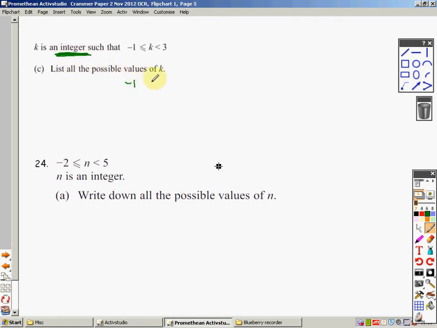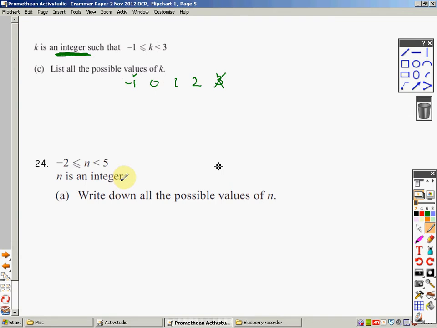Well, minus 1, 0, 1, 2, and 3 would be my starting point. K can be equal to minus 1, so that can be in there. At the other end, it's got to be less than 3, so I can't have the 3. That's my answer: minus 1, 0, 1, 2.